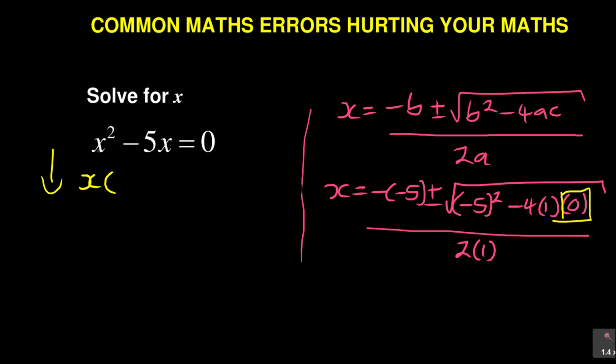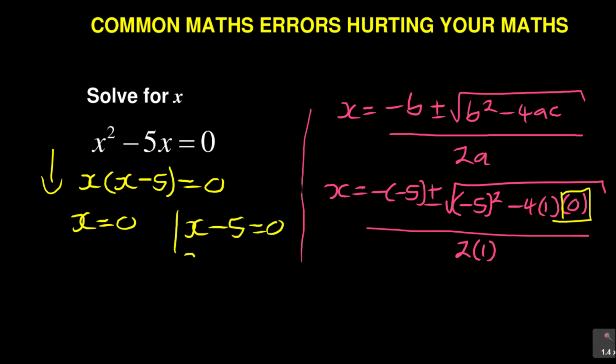Now x into x squared is x, minus x into 5x is 5. So this was the simpler way of doing that. So you've got x is equal to 0, or x minus 5 is equal to 0. So here x is equal to, take that to the other side, it is equal to 5.